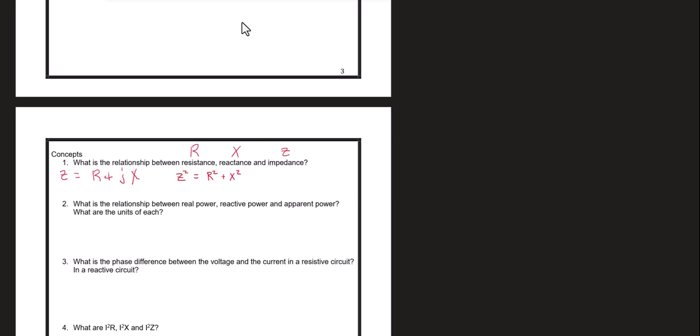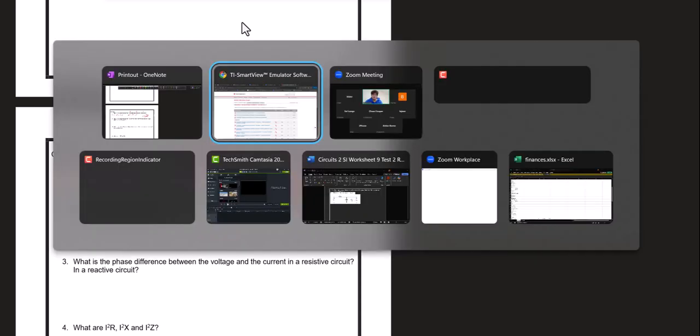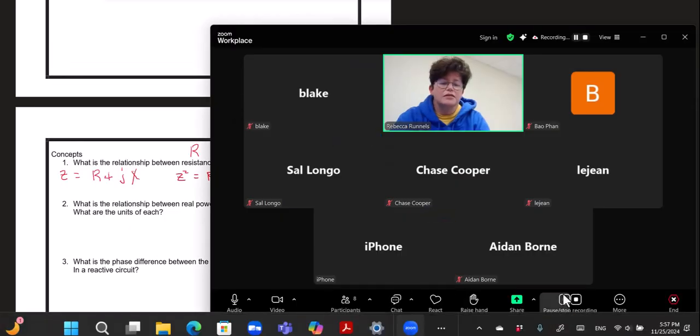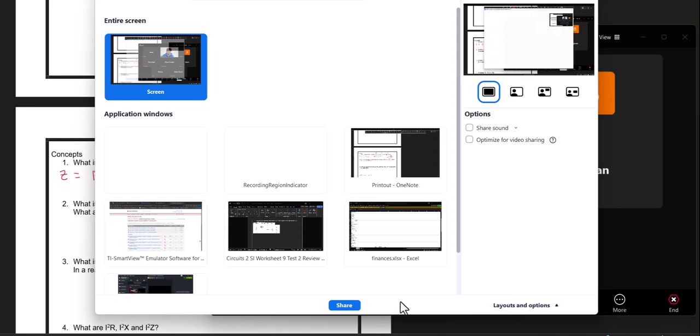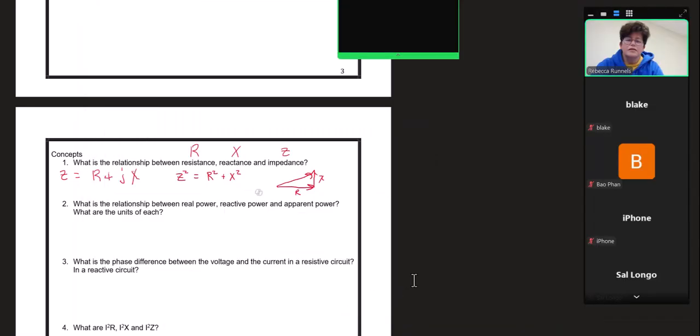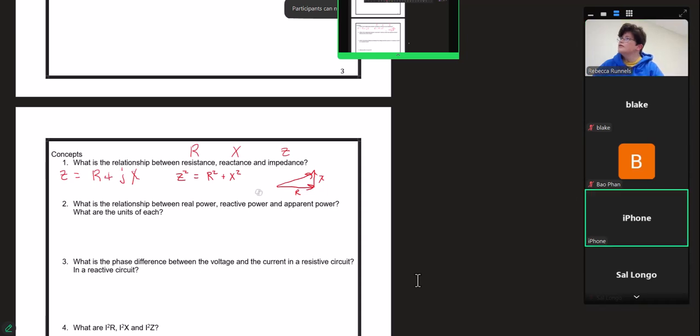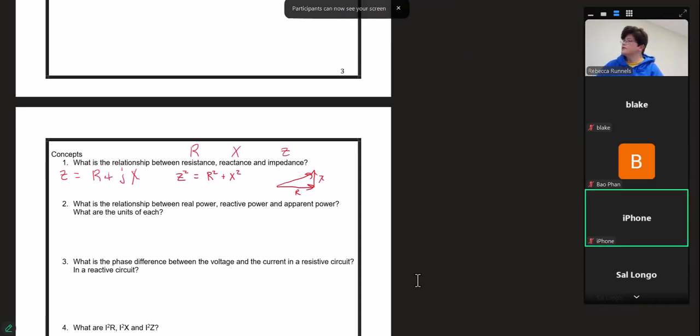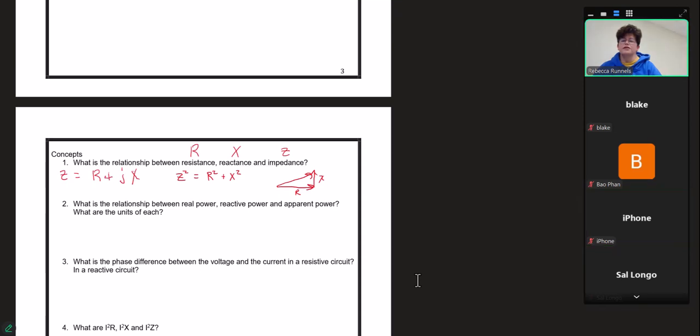And if you drew these in a triangle, if you drew the resistance in this direction and the reactance in this direction, and I have a question. Yes. Are we supposed to be seeing something? You absolutely are. Thank you for asking. And please don't hesitate to speak up because I will forget to share the screen and I'll forget to record. Did someone knock or is that just my imagination?